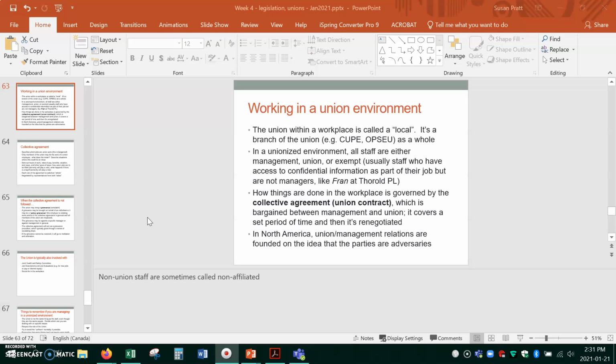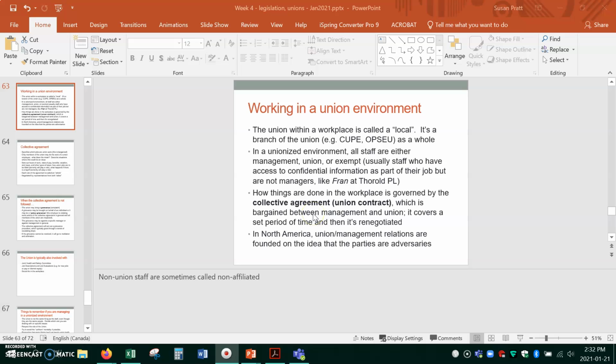Now, there's some people who don't supervise staff, and they're going to be exempt from being in the union. And if we think back to the organization structure at Thorough Public Library, remember we didn't know what to do with Fran? Well, Fran's probably non-affiliated and not part of the union, even though she doesn't supervise anybody. She deals with confidential information. Remember, she does payroll and hiring. So she's probably outside the union, even though she's not a manager.